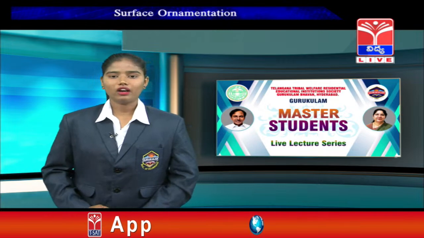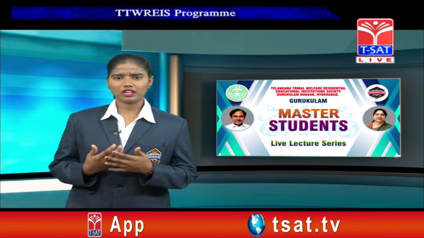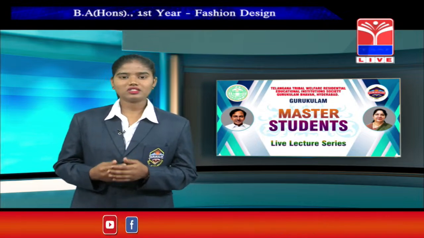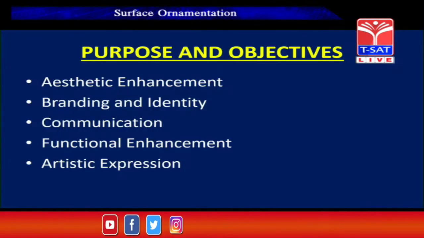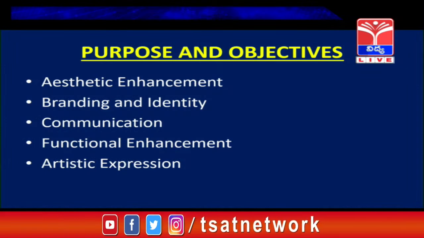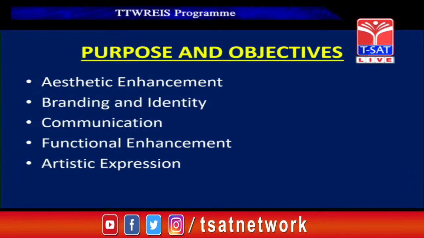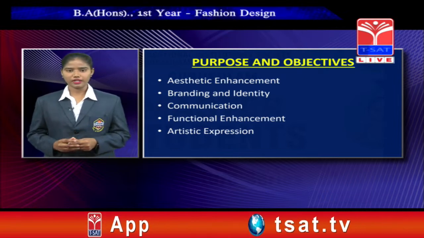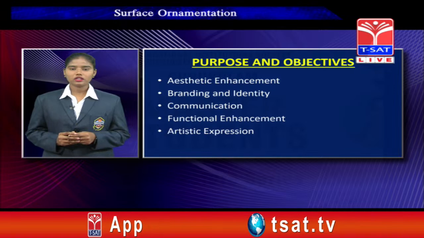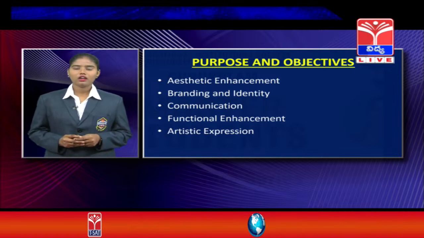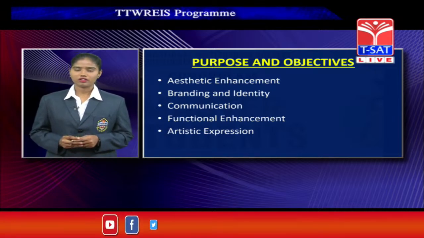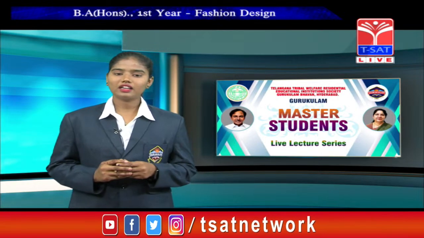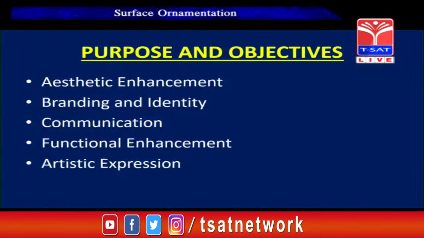So why are we using surface ornamentation on our body or on fabric? Because there are some purposes and objectives. Here we have 5 types of purpose and objective for surface ornamentation. The first one is aesthetic enhancement, the second is branding and identity, the third is communication, the fourth is functional enhancement, and the fifth is artistic expression.